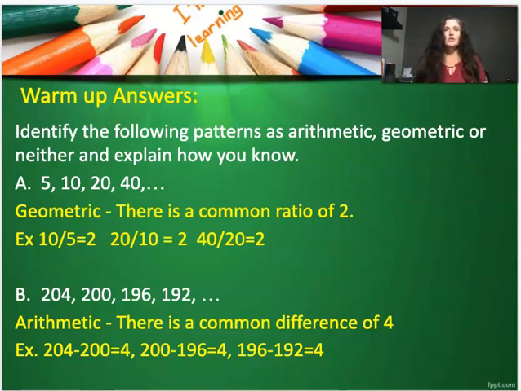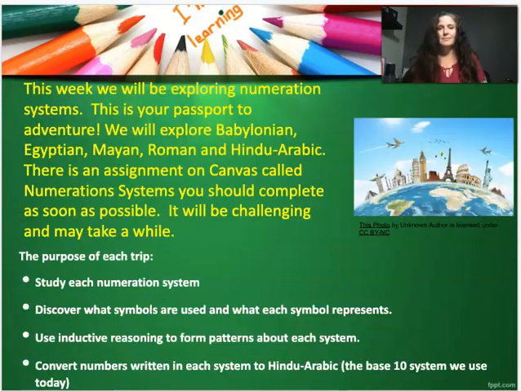The first pattern was geometric because there's a common ratio of 2. For example, if we took the second term and put it over the first term, 10 divided by 5 is 2, or 20 divided by 10 is 2, or 40 divided by 20 is 2. The second pattern is arithmetic because there's a common difference of 4. Between each two successive terms, there's a common difference of 4. So that was just a reminder of last week.